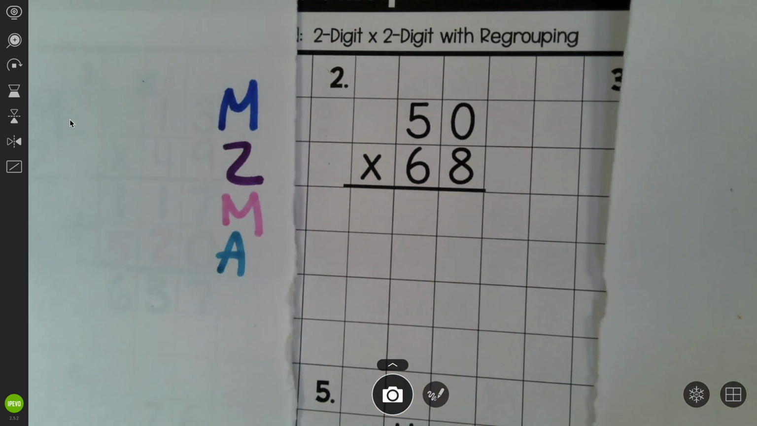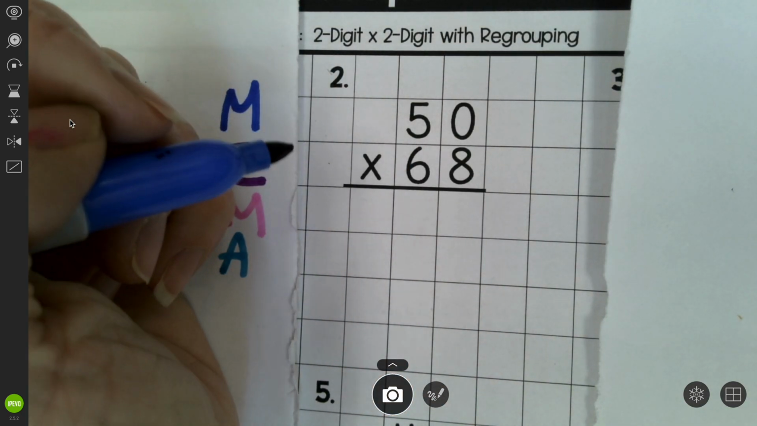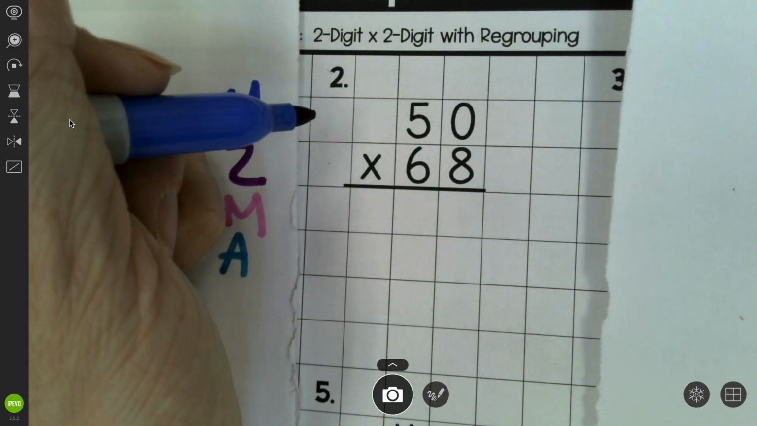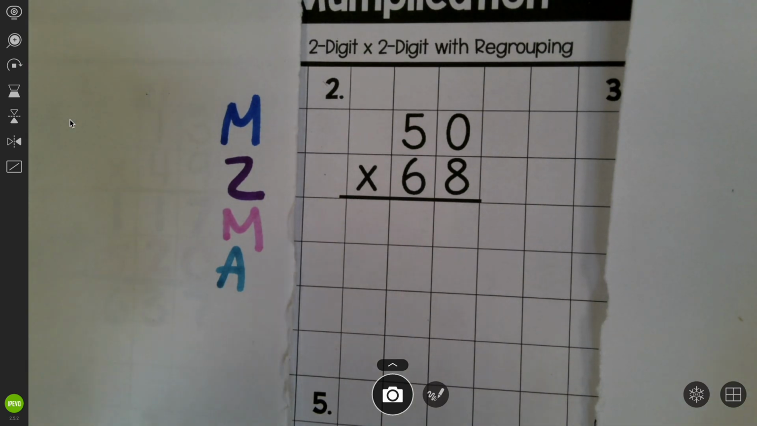8 times 0, anything times 0 is 0. I noticed today we always have to remember what operation we're using. We don't want to mix up our operations. When you multiply, anything times 0 is 0. Make sure you're multiplying and not adding, okay? Always ask yourself, what is the operation I am doing, okay?